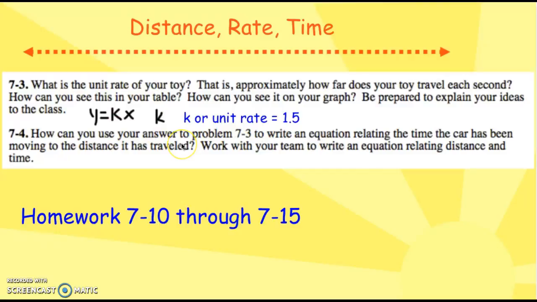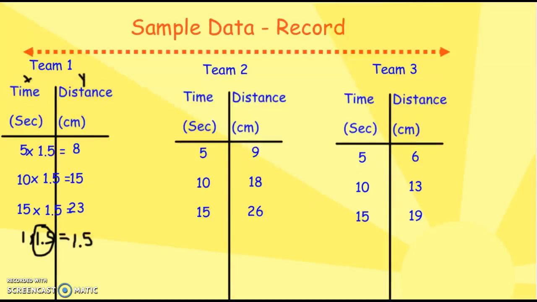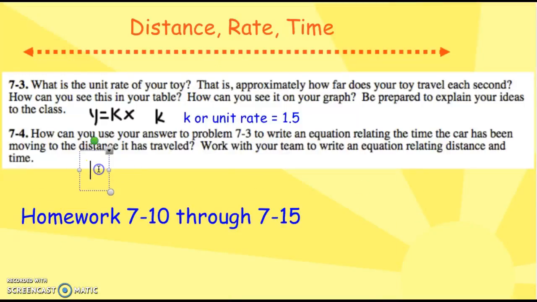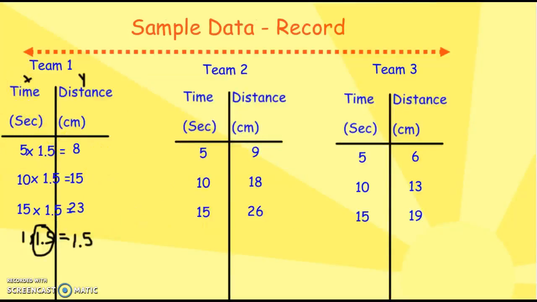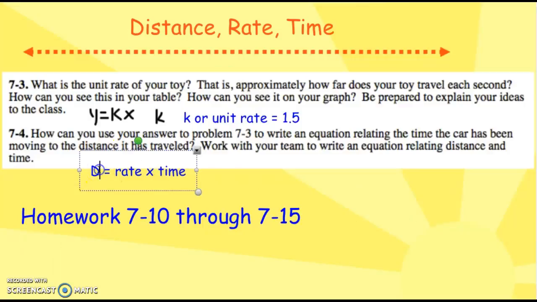Now how can I use my answer to 7.3 to write an equation relating the time the car has been moving to the distance it has traveled? Equation y equals k times x. On my chart here and on the graph I can see that distance equals y. So here I have distance equals the rate, my constant, times time, which was my x. So this is important for you to write down, that distance equals rate times time. This is something that you're going to use in math and in science. So make sure you have that written down.